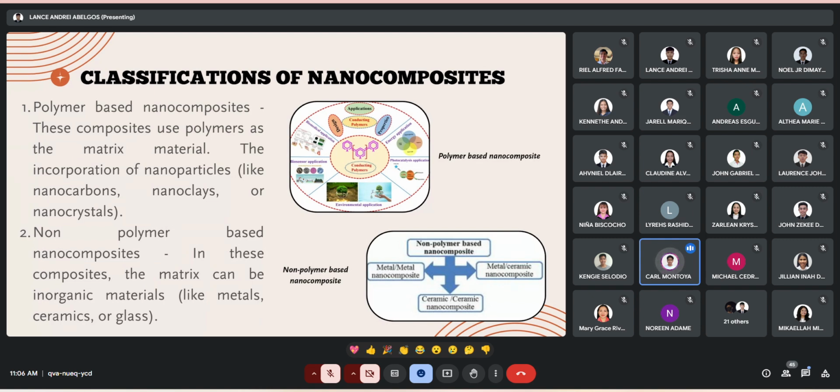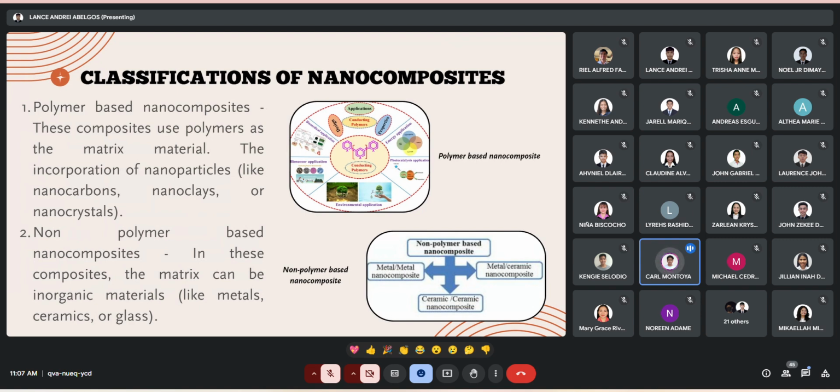Ngayon, kay non-polymer naman po, non-polymer-based composite, it is use other types of matrices such as metals po in metal matrix nanocomposite or MMCs, or the ceramics in ceramic matrix nanocomposites or the CMCs. Ang non-polymer-based nanocomposite po natin are matrix material like aluminum in MMCs or silicon carbide in CMCs. Make this po composite na exceptionally strong and suitable po for high temperature and high stress environments.